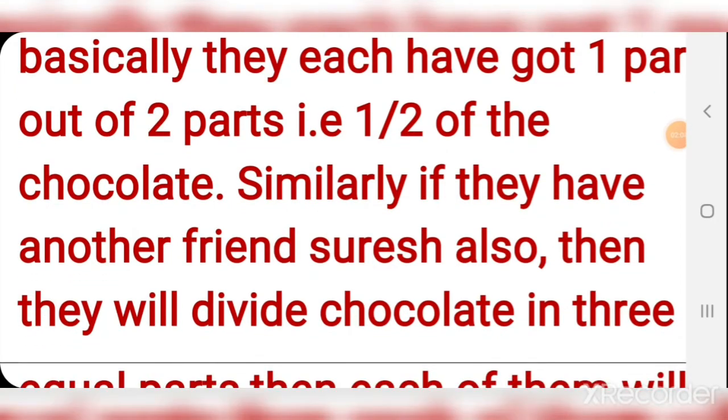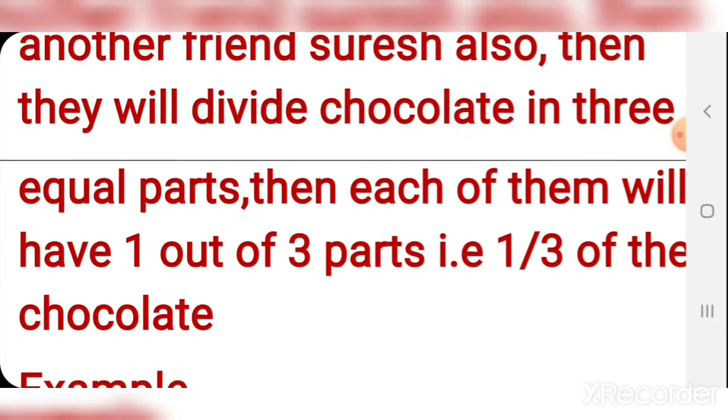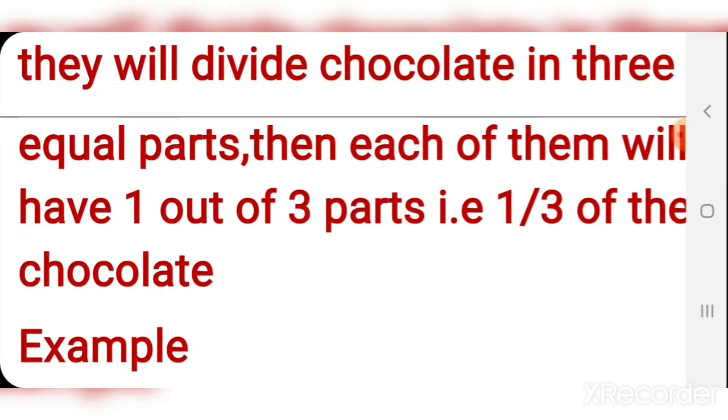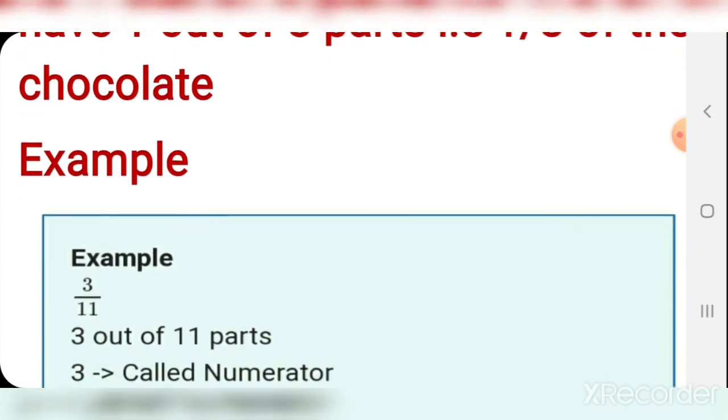Similarly, if they have another friend, Suresh, also, then they will divide the chocolate into 3 equal parts. जो भी चॉकलेट है उसके 3 पार्ट्स करेंगे. इक्वल पार्ट्स, remember, equal parts, छोटे बड़े पार्ट्स नहीं. Then each of them will have 1 out of 3 parts. That means 1/3, 1/3 of the chocolate.